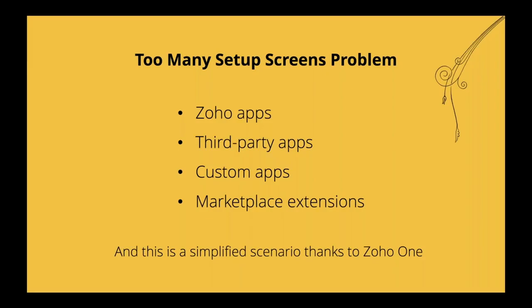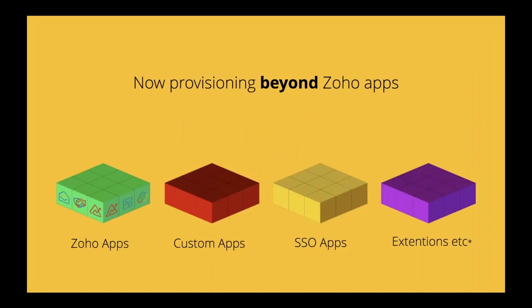So we've simplified all of this, and now you can provision Zoho apps within Zoho One, but then you can also provision custom apps, third-party apps, and marketplace extensions as well. So you can do all of that. So for example, you add G Suite to Zoho One, and once you've added it to Zoho One, you can then say, okay, these users all need to be added to G Suite. They need to be given this kind of role and permission to access these kinds of documents, or they need to be able to send email or not send email. You can do all of that from within Zoho One.